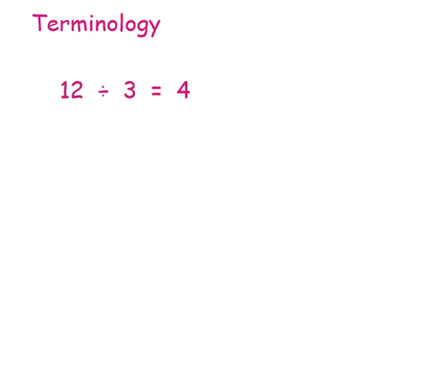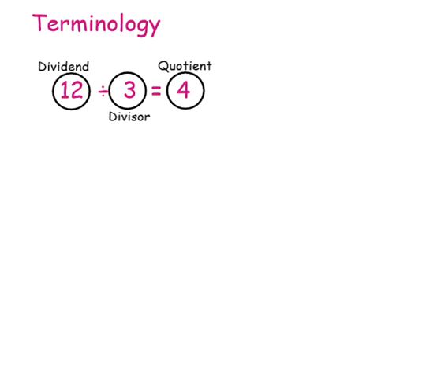Right, terminology. You have to know, okay, we're looking at 12 divided by 3. The 12 is the dividend. The 3 is the divisor, because I'm dividing by 3. And the answer to a division sum is called the quotient. You need to know that terminology.